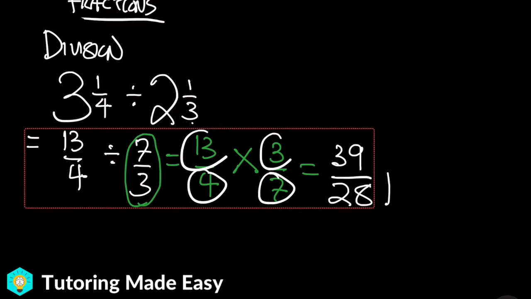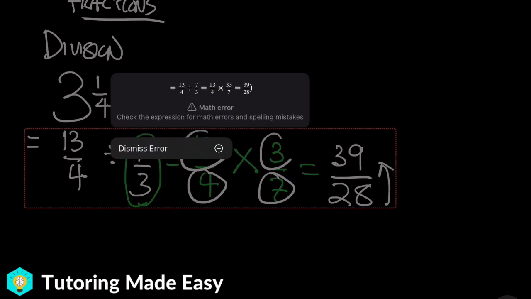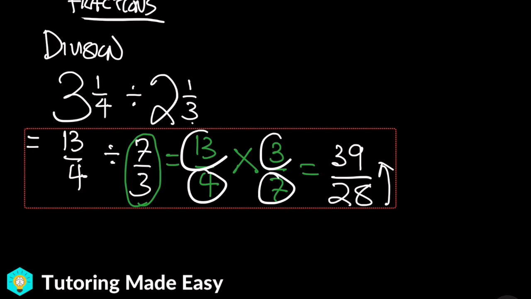Can you change this into a mixed fraction? Yes, we can. What can we multiply by 28 to get 39? If we multiply 2 by 28, that's 56. It's more than this number.